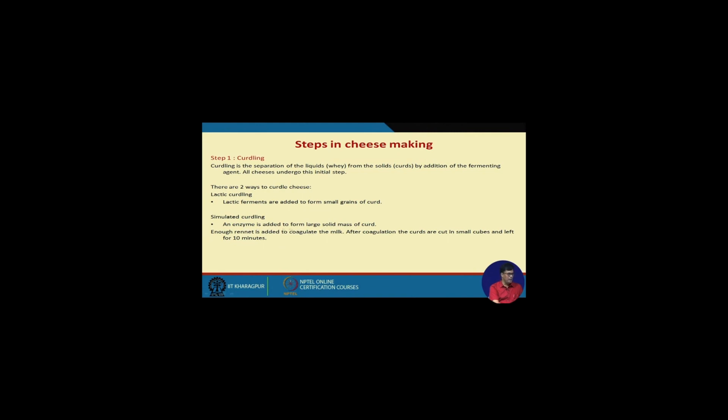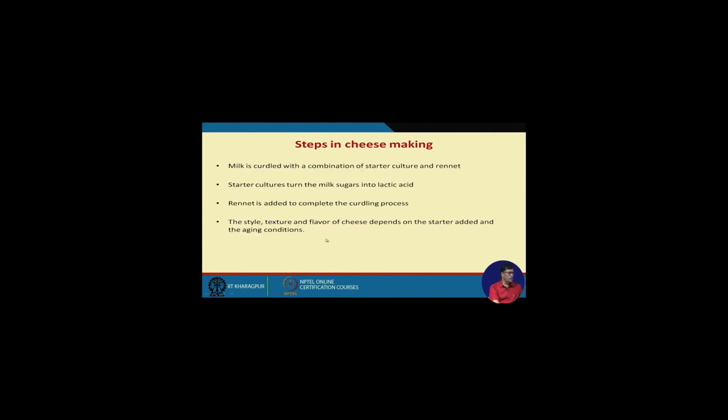An enzyme is added in the simulated curdling process, what we call rennet, to separate out this protein, or added for the coagulated milk. Now the milk is curdled with the combination of starter culture and rennet. Both are required for the separation of milk protein and fat. Starter culture turns the milk sugar to lactic acid. Rennet is added to complete the curdling process.